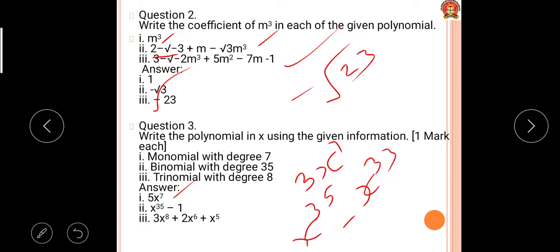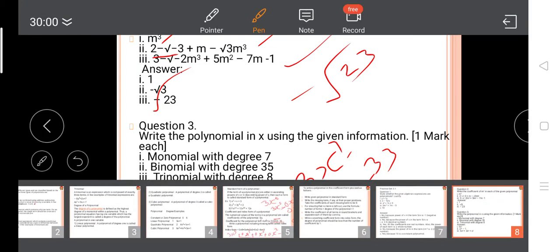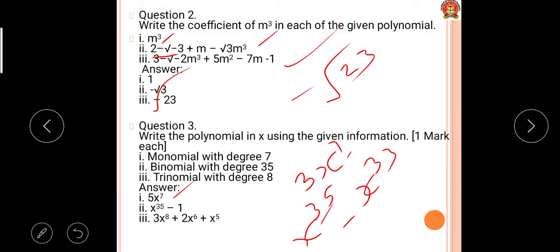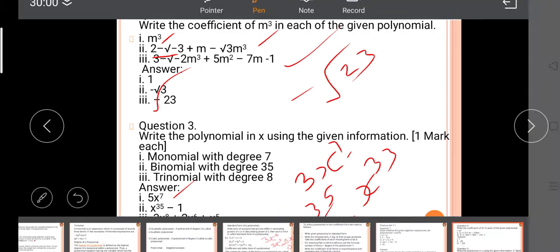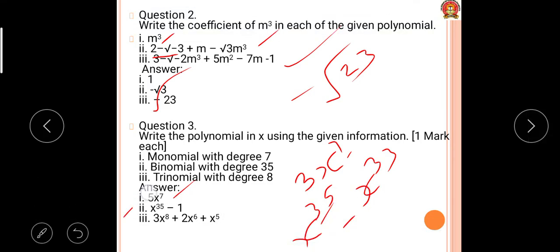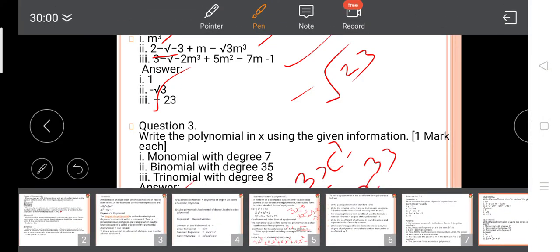In this way also you can write trinomial, three terms. So the highest degree should be 35, highest degree should be 7. In the third example, the highest degree is 8, and it is 3x raised to the power 8 plus 2x raised to the power 6 plus x raised to the power 5. So in this way also you can write the examples.